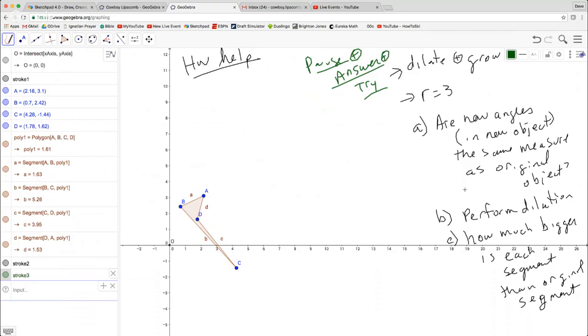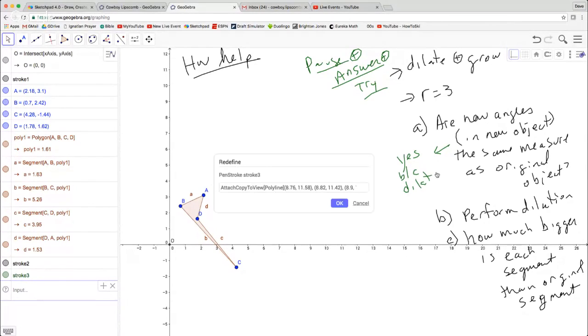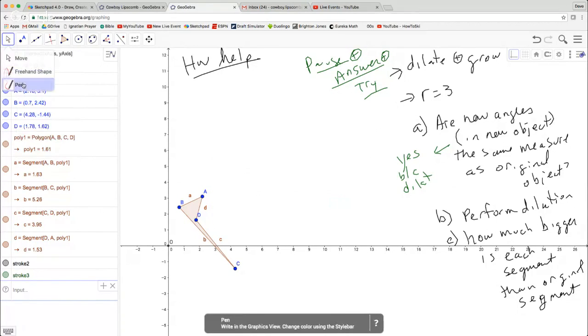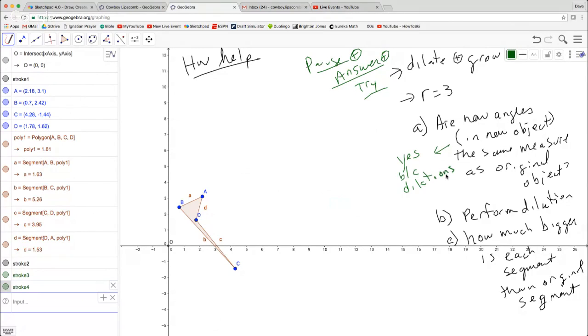So now that we are back and you've answered this question and you've done the dilation, let's see how you did. Now the question: are the new angles in the new object the same measure as the original object? And the answer is yes, because dilations preserve angle measures.